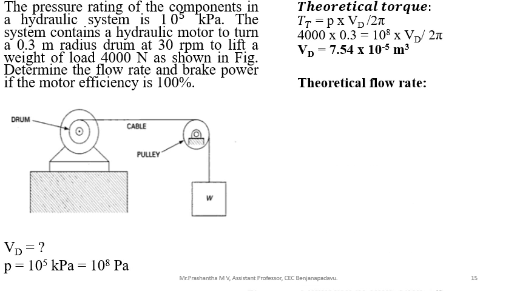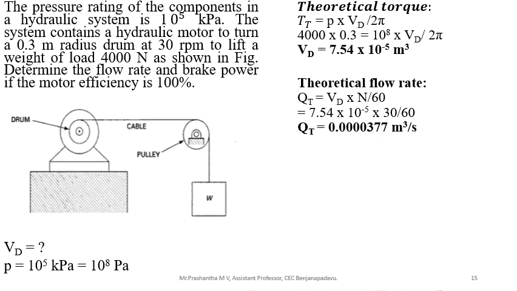Next we will move on to theoretical flow rate. To find out theoretical flow rate, there is a formula QT equal to VD into N divided by 60. N is already in the question itself, and VD we just got. Substitute the values here, that is VD is 7.54 into 10 to the power of minus 5 and N is 30 rpm divided by 60. QT is 0.0000377 meter cube per second.